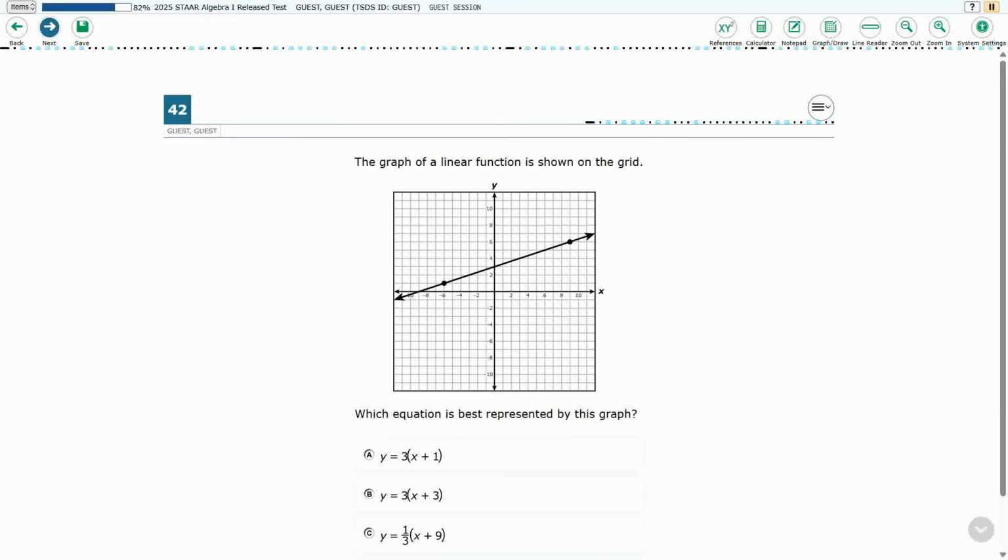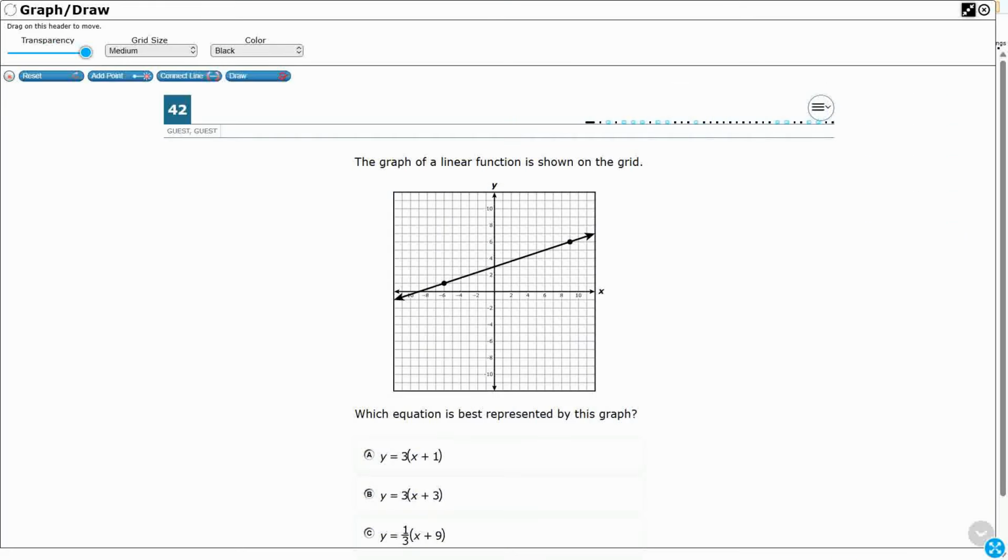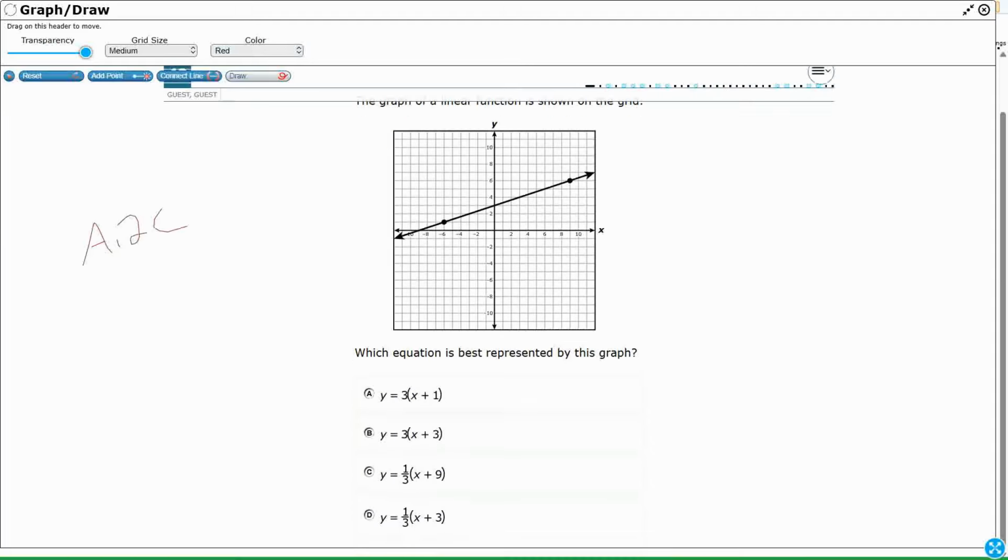Next, number 42, we are looking at writing linear equations. This is A.2c, and we have a line. We need to find an equation. I mean, it looks like it's pretty simple now. Look at our answers. It looks like they factored out a 3 or a 1/3. So we're going to need to do a little bit of work, but I do see a y-intercept of 3. So that looks like that's pretty easy.